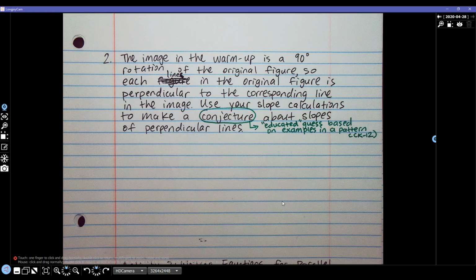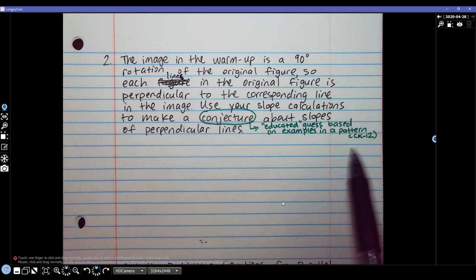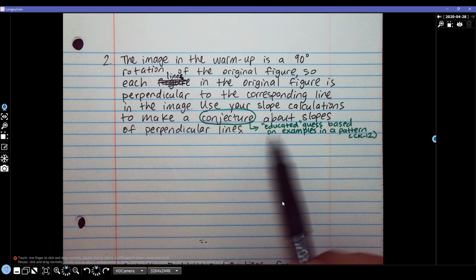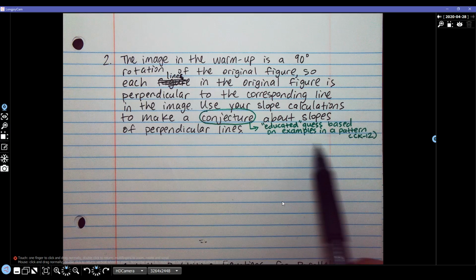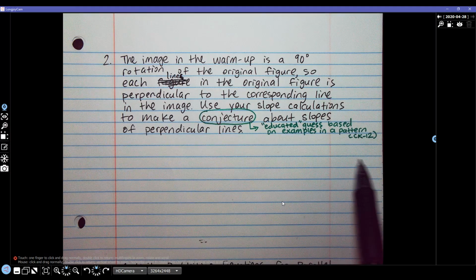I've defined conjecture over here. CK12 states that it is an educated guess based on examples in a pattern. So we're going to be analyzing our table from the first question and see if we can find a pattern to write as an educated guess.